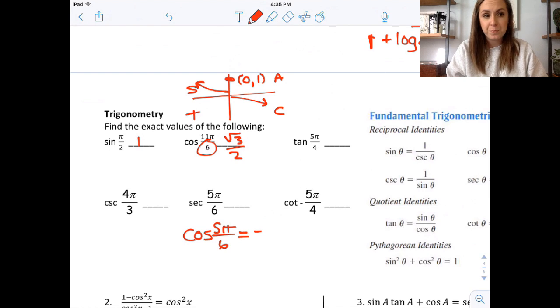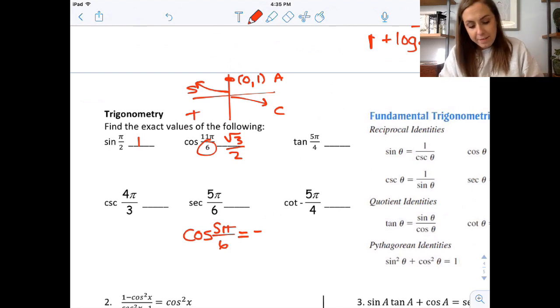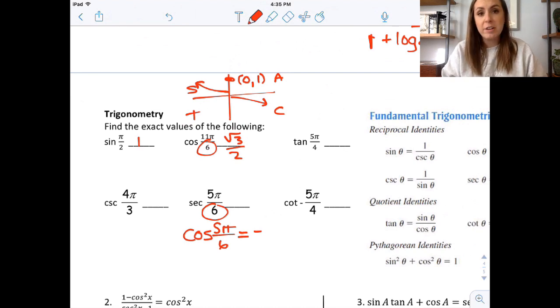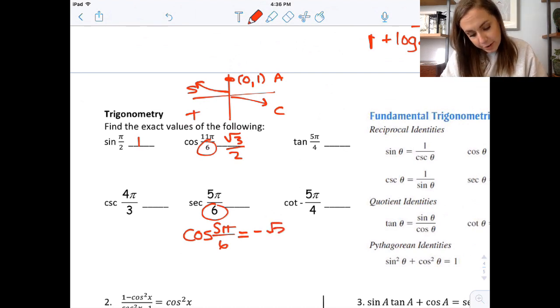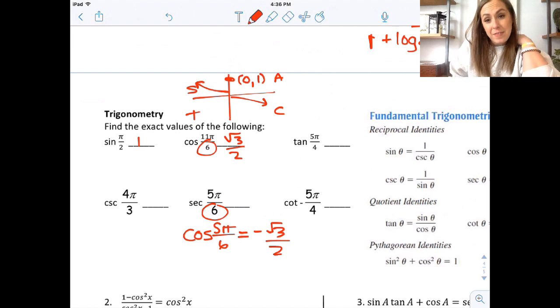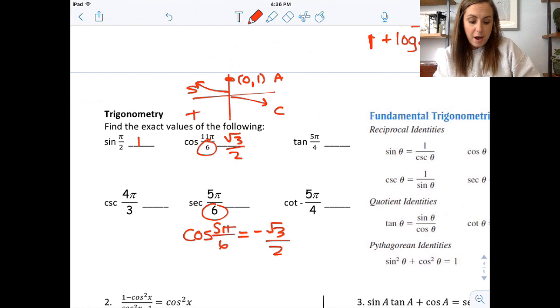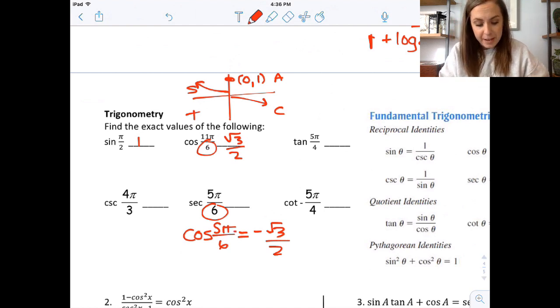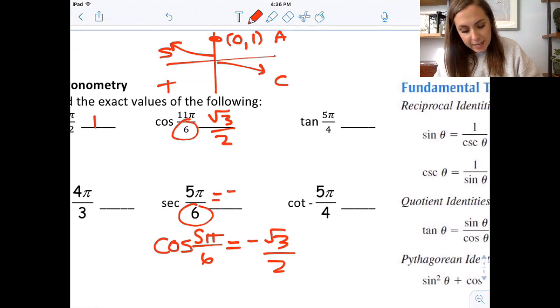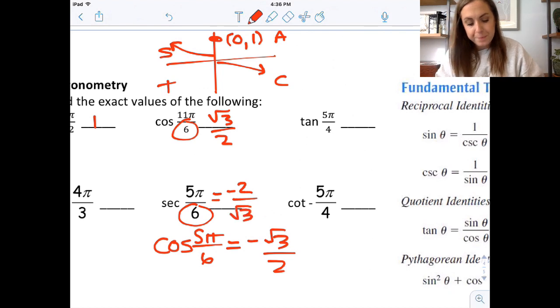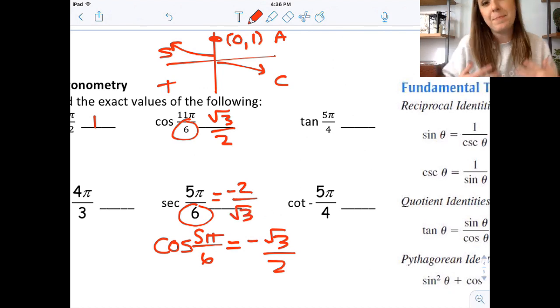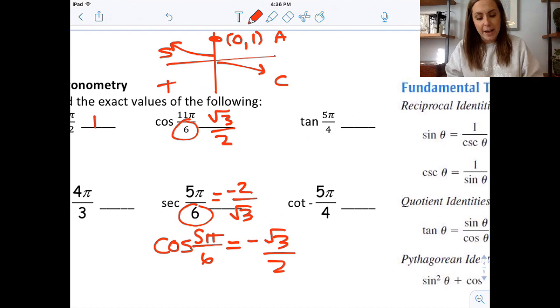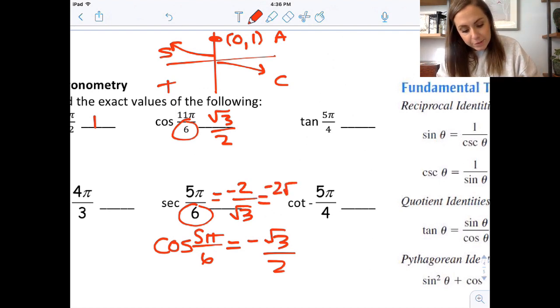So now I need to figure out my cosine there. My reference angle is pi over 6, and we already said cosine of pi over 6 was radical 3 over 2. So that right there is the cosine of 5 pi over 6. We want the secant, so we're going to need to flip it. So I know that this will be negative 2 over radical 3, which is all well and good, except that you probably want your answer rationalized. So multiply the numerator and denominator by radical 3, negative 2 radical 3 over 3.